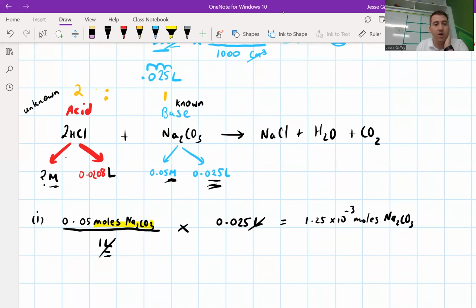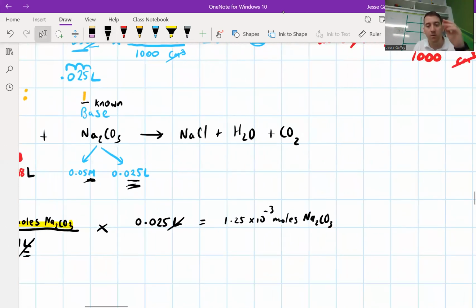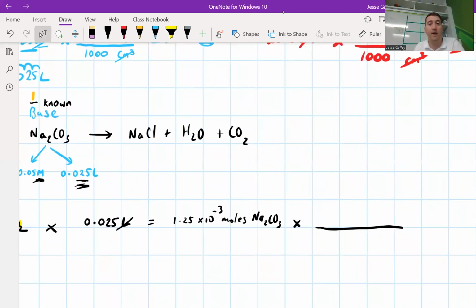The next thing that we've got to do is focus on how many moles of HCl. And we know that the ratio here is 1:2. So the base to the acid is 1:2. So what I'm going to do here is times it by a conversion factor that has moles of Na2CO3 compared to moles of HCl. I want these to cancel, so I put moles of Na2CO3 on the bottom, and then it will cancel there. That means moles of HCl is going to go on the top.